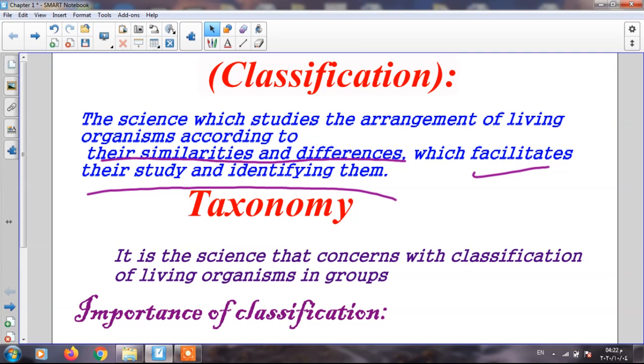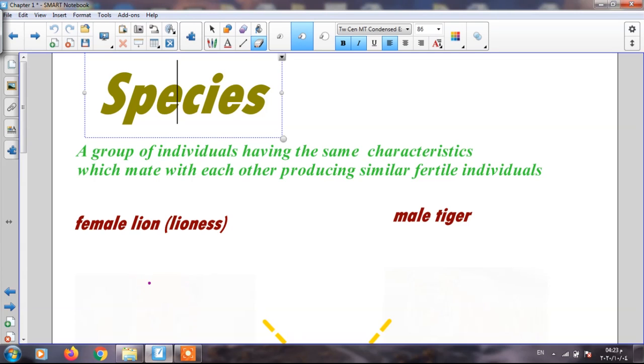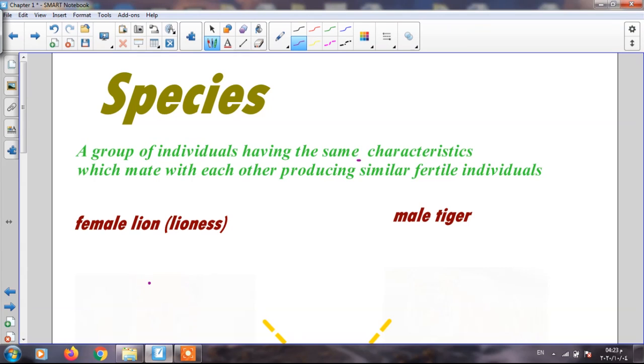So what's meant by taxonomy? Taxonomy is a branch of biology and it is the science that concerns the classification of living organisms in groups on a scientific basis. When we are talking about classification, we should know a very important concept which is called species. What's meant by species? A group of individuals that have the same characteristics, like cat species, animal species, human species. And there are some conditions for species.